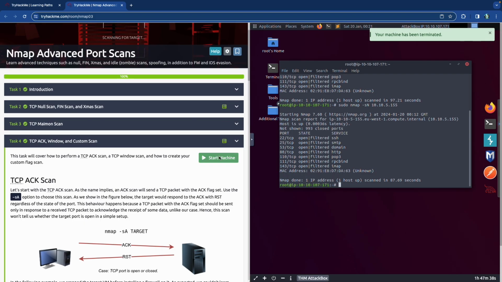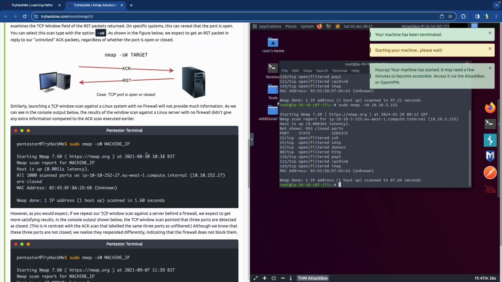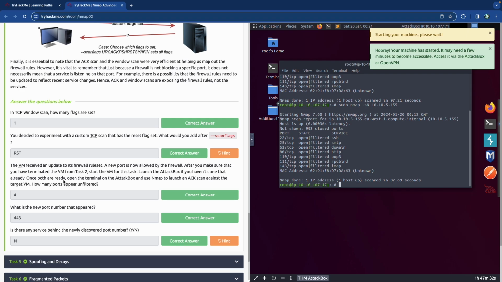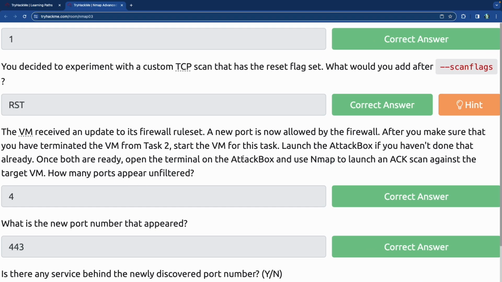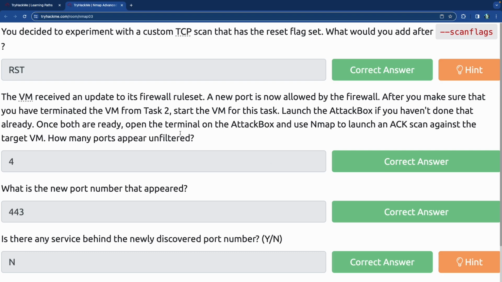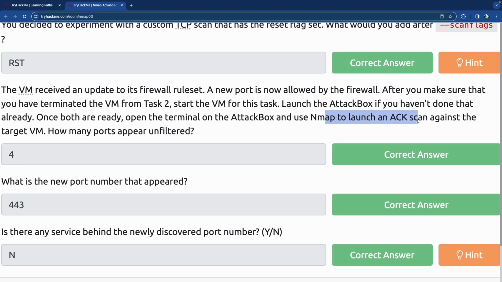And let's go back to this one, start this one. And then, after you make sure that you terminate the VM from task 2, start the one for this one, launch AttackBox if you haven't done that. Once both are ready, open a terminal and use Nmap to run an ACK scan against the target.